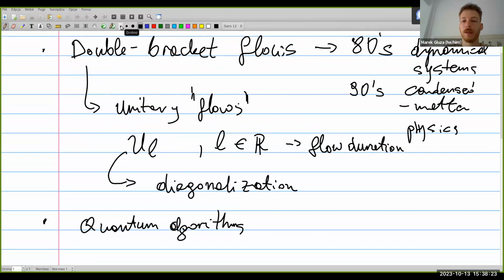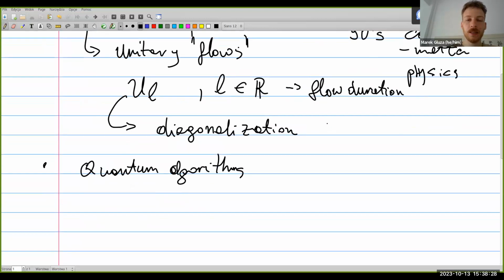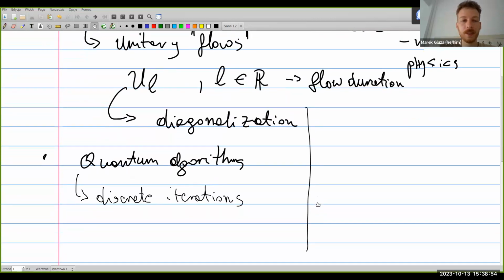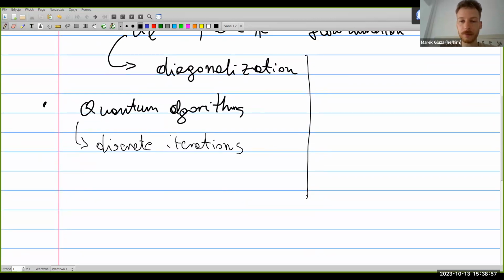Yeah. So that's a slightly more complicated story. And today I wanted to talk about discretizing those flows directly and then getting discrete iterations. So in quantum algorithms, we will do discrete steps. Now, if we want to talk about those flows, then the story is sometimes a little bit more complicated for quantum info people. But okay, let's try to define it in 5 minutes.